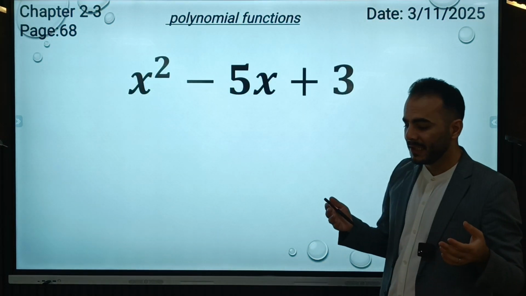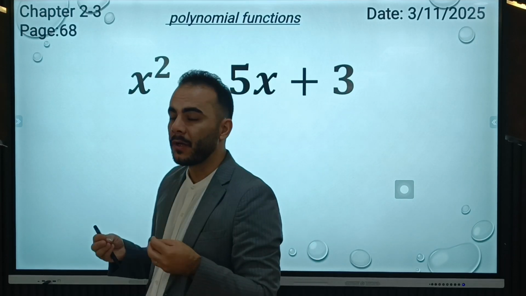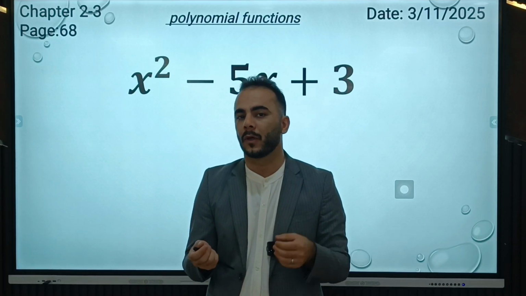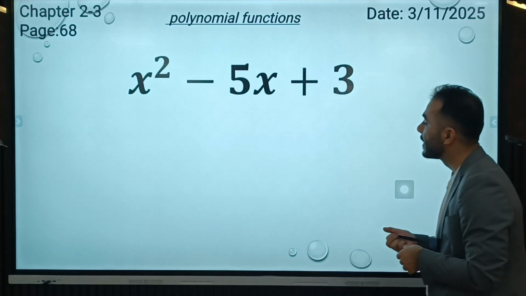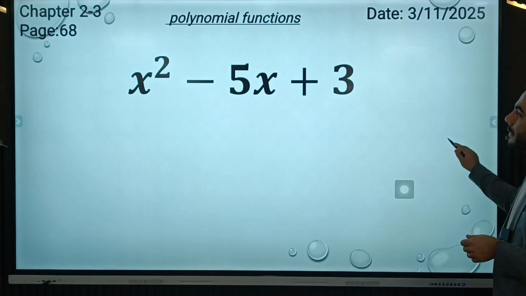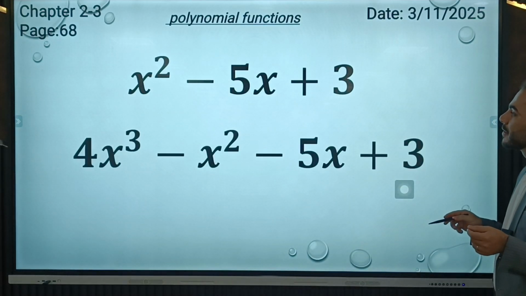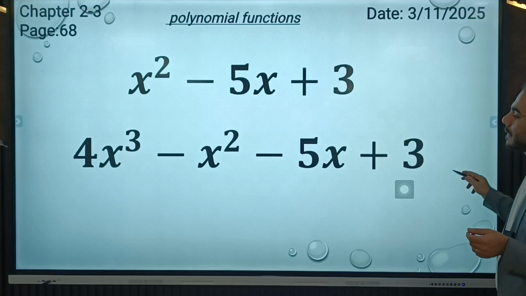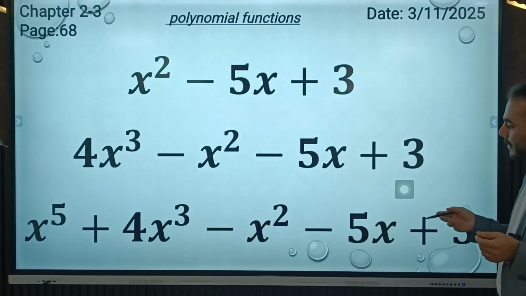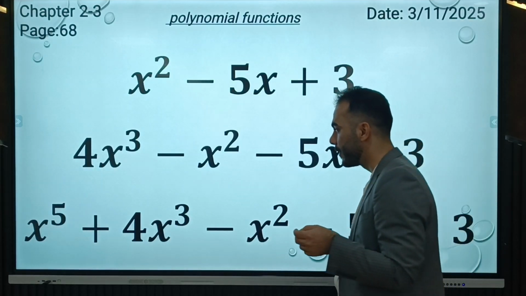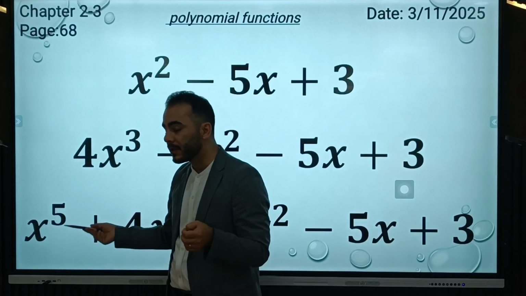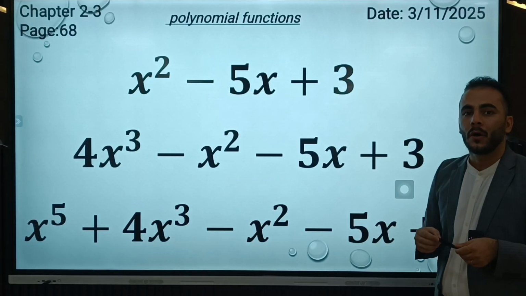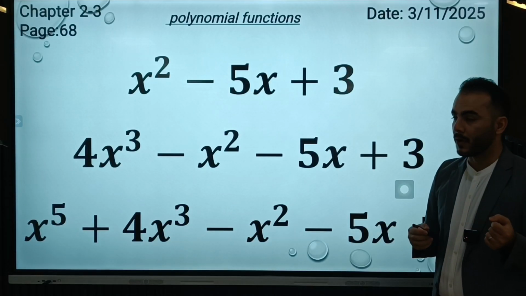At the beginning of this lesson, I would love to give you some examples regarding polynomial functions. For instance, here is a quadratic function, x squared minus 5x plus 3. There is a cubic function here, and there is another function whose degree is 5. So these are examples of polynomial functions.